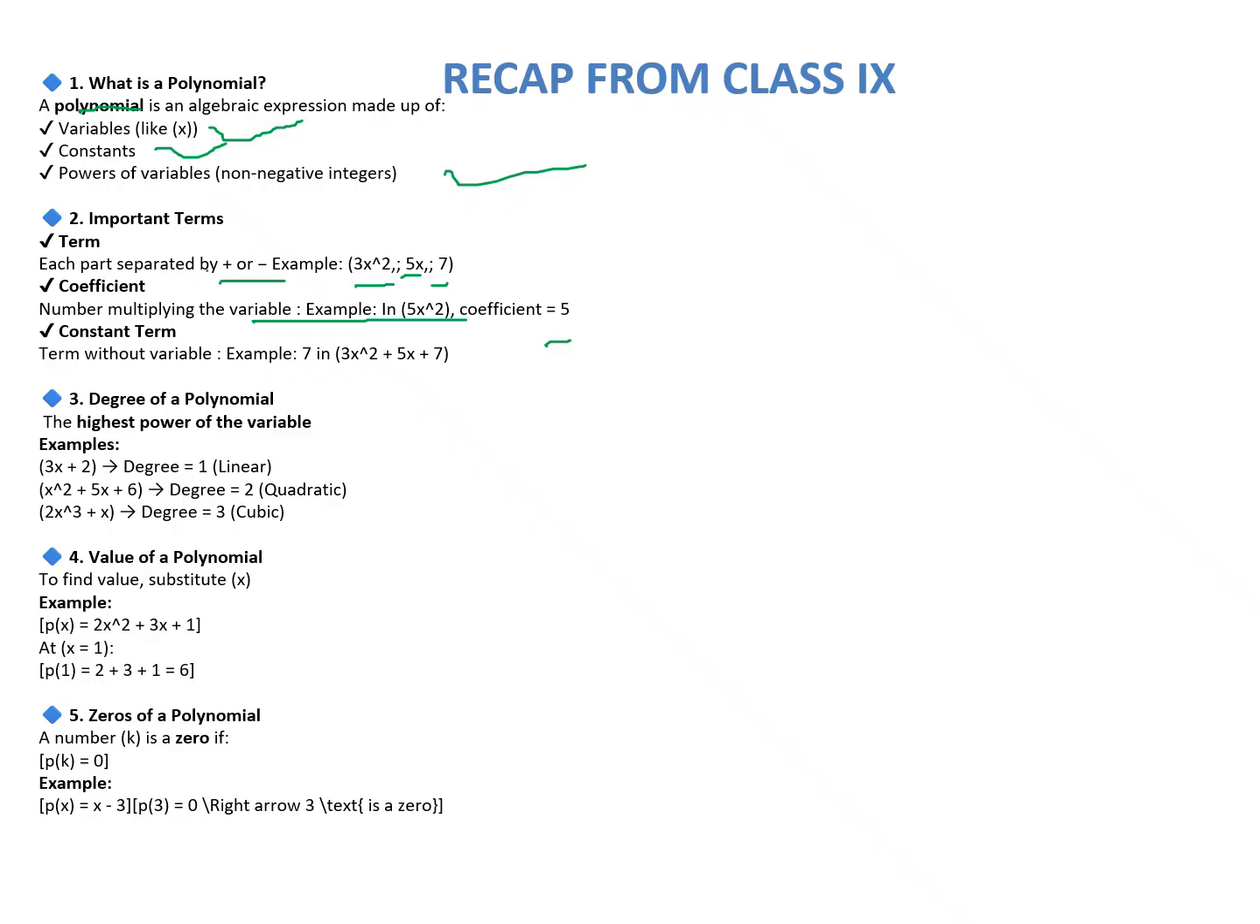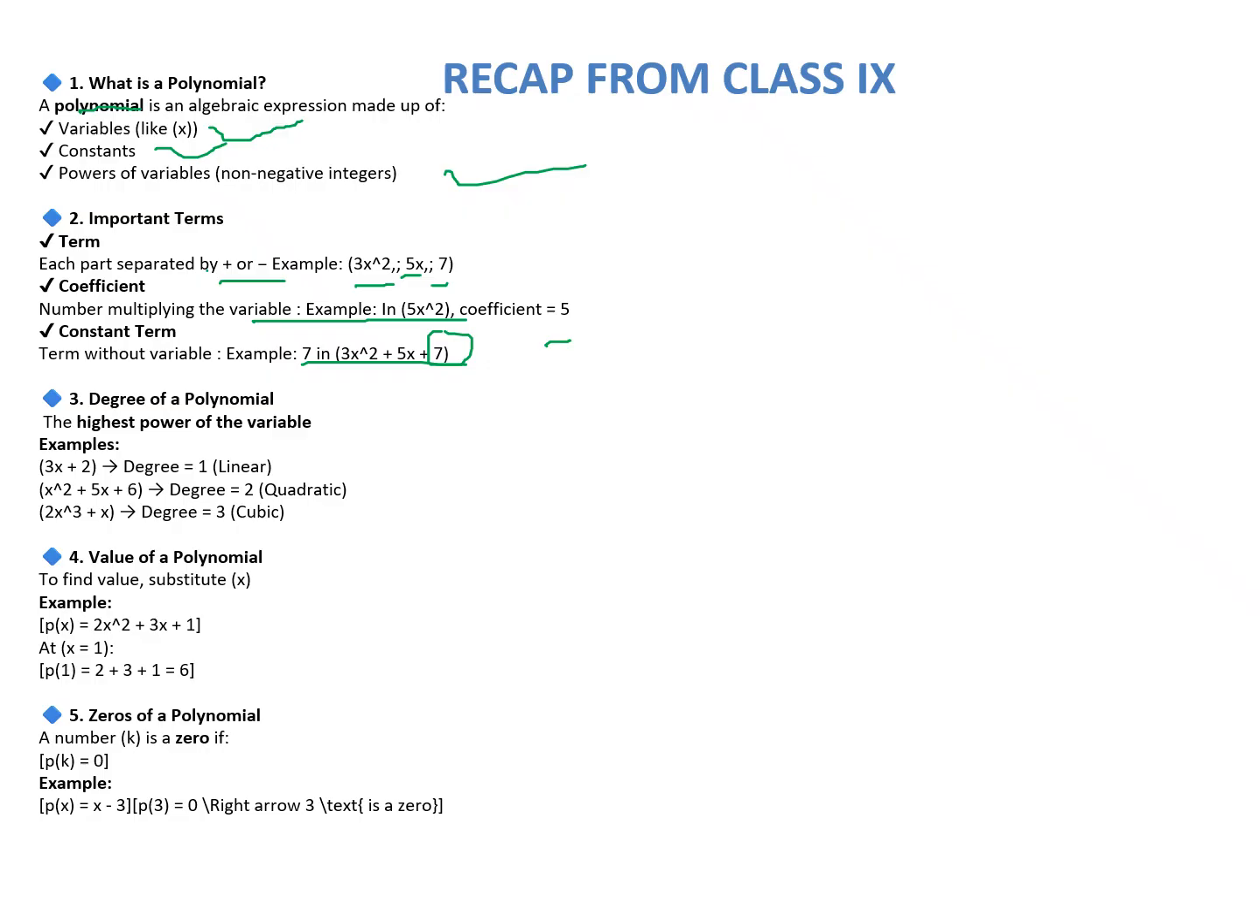Next important term is the constant term, a term without a variable, which means that in a particular polynomial equation, we have a constant term. For example, in this case, we have 7, and this is the constant term in a particular polynomial. So term, coefficient, and the constant term, these are some of the components and the important terms that we should be knowing for a polynomial.